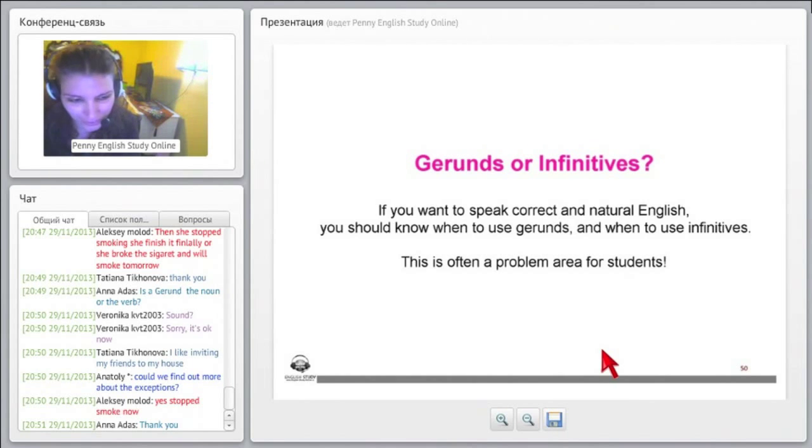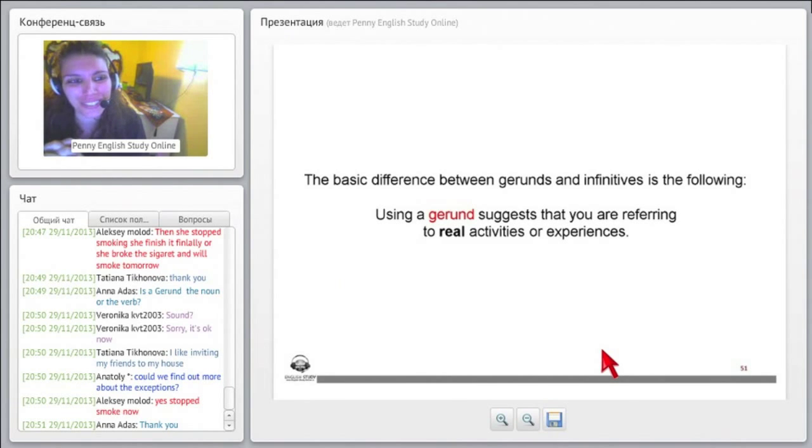Anatoly, excuse me, okay? So we have here gerunds or infinitives. Now this is something that can be a little difficult at times. What do we use? Do we use a gerund or do we use an infinitive, right? So, okay, let's have a look at this.